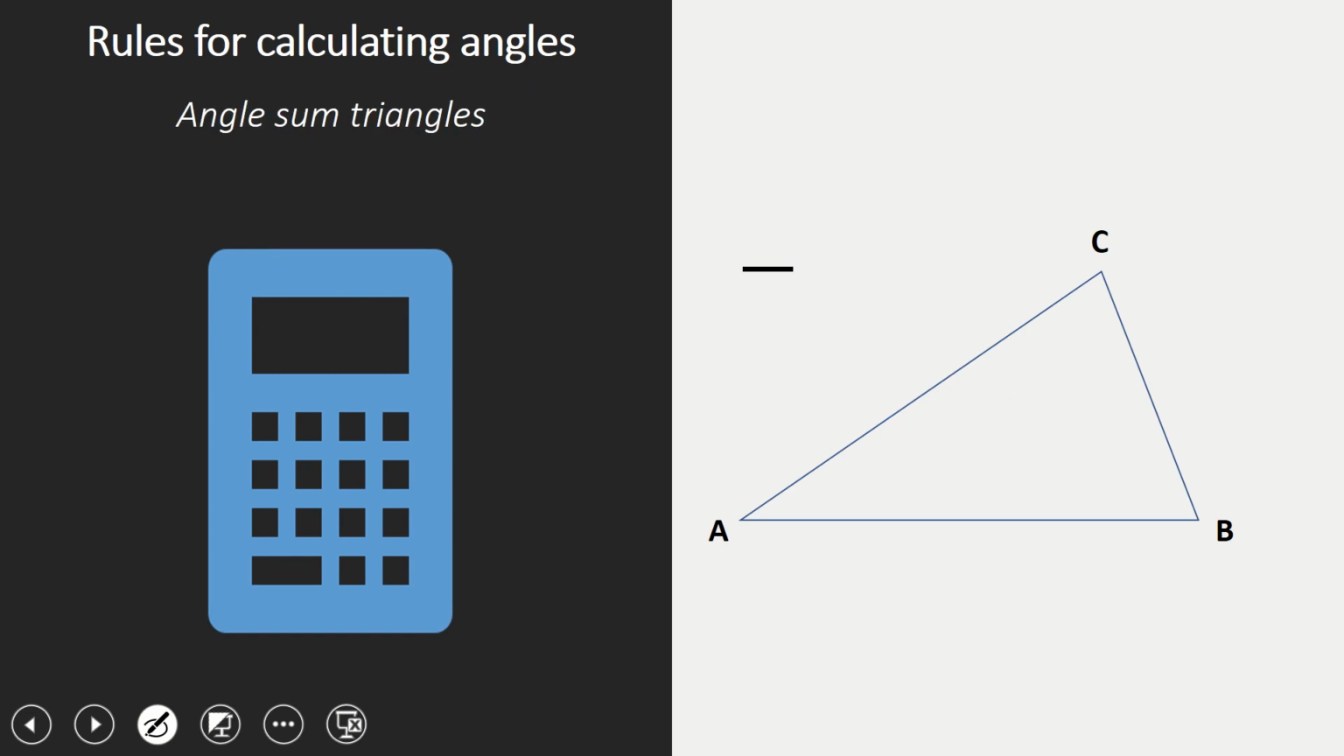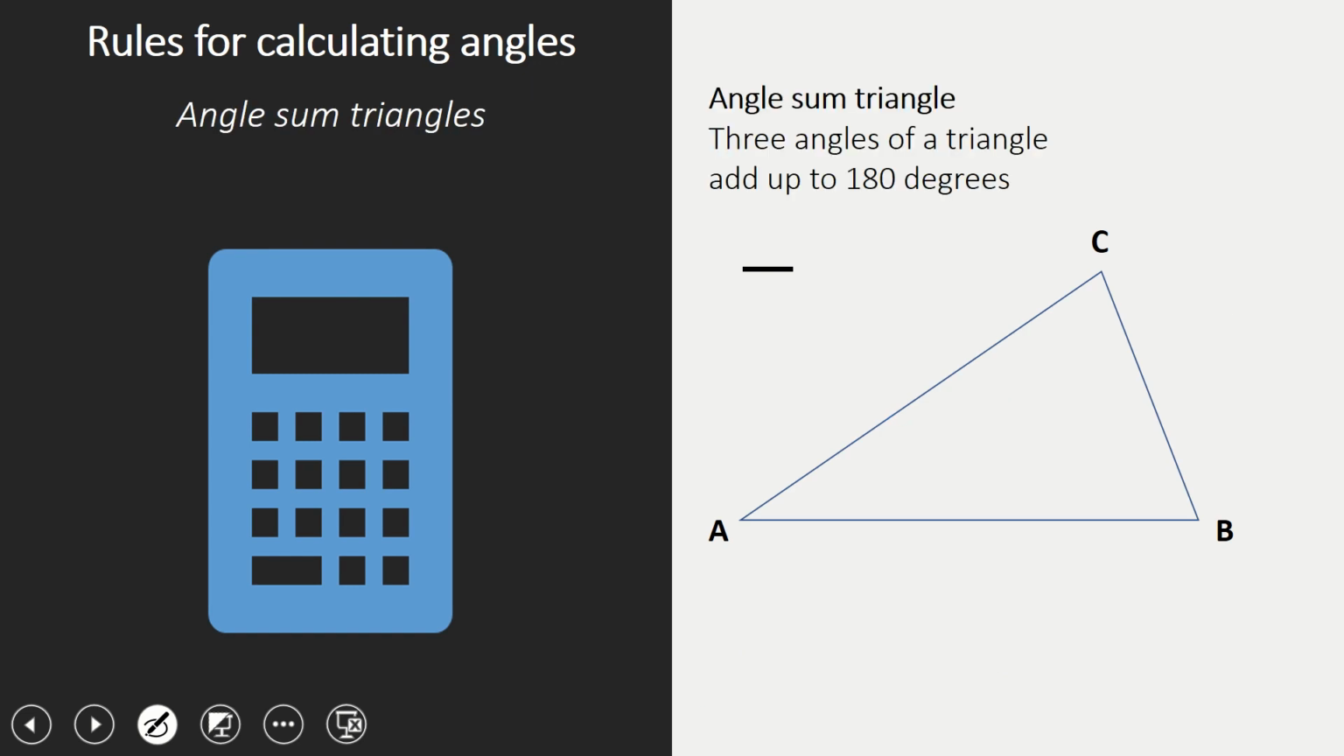Then, the angle sum of a triangle. The three angles of a triangle add up to 180 degrees. So that means if I'm going to add this, plus that, then I will get 180 degrees. And really important, those angles are of course not the same.